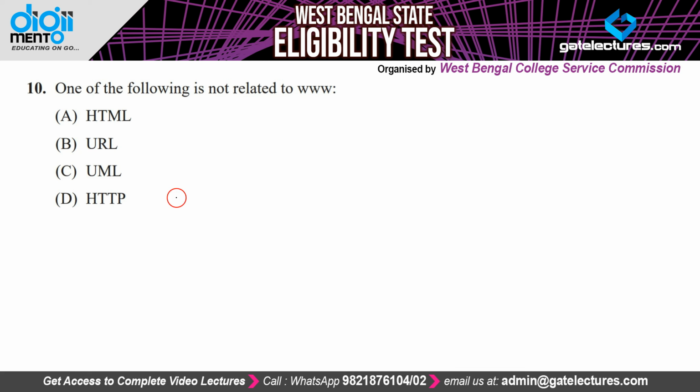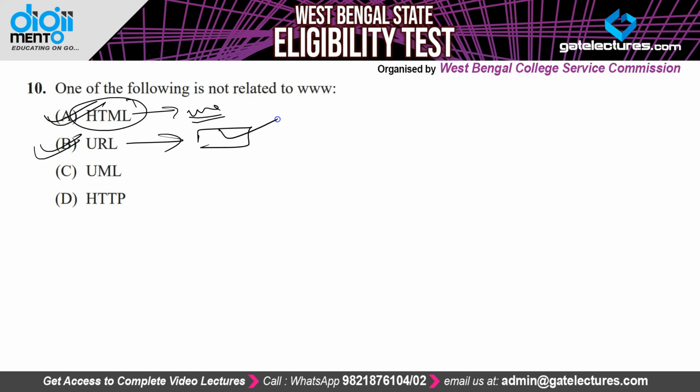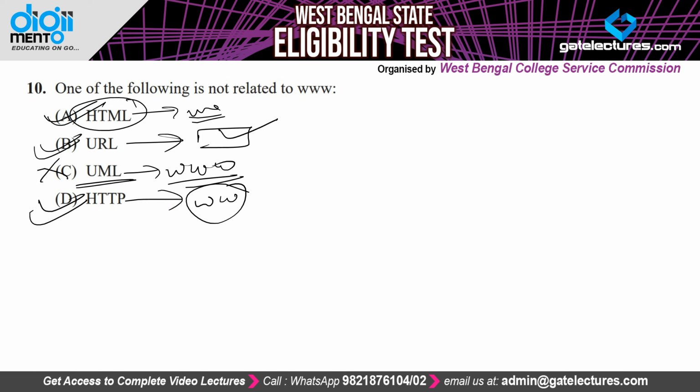Question number 10 is saying which of the following is not related to World Wide Web. Option number A is related because it is hypertext markup language. Web pages are written with hypertext markup language. Option number B is also correct because URL is the web address of the website. Option number C is wrong because UML is not used in www, it is something else, it is a different concept. And option number D is correct because HTTP is hypertext transfer protocol, that is also used in World Wide Web. So correct answer here is option number C because it is not related to the World Wide Web.